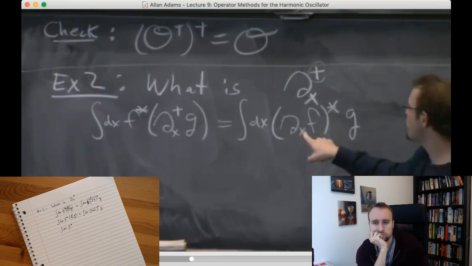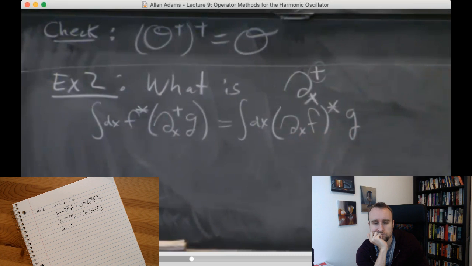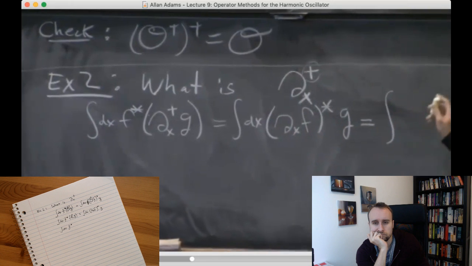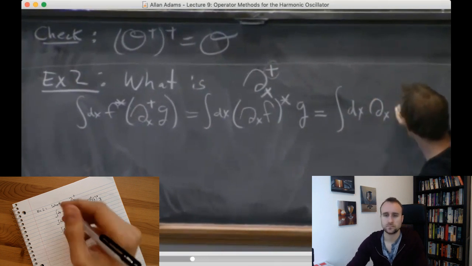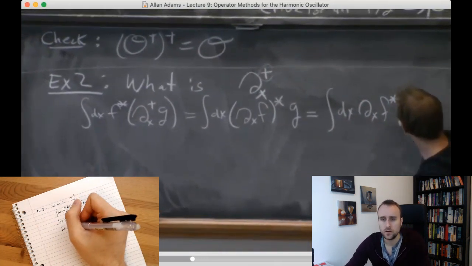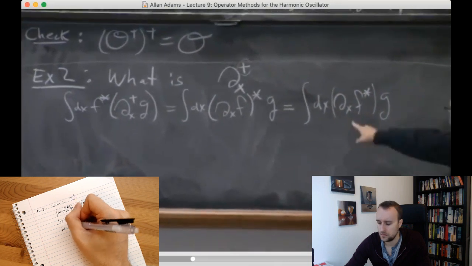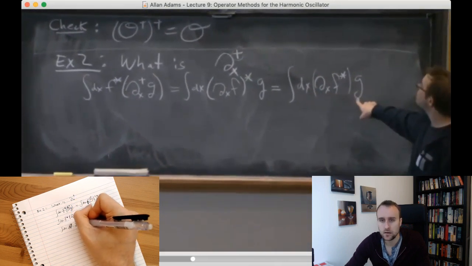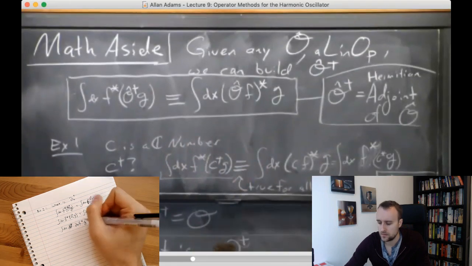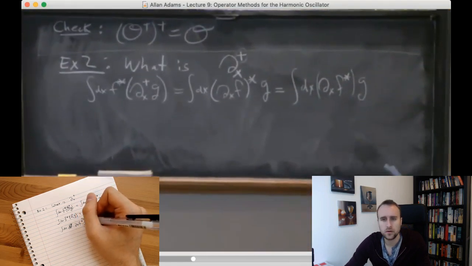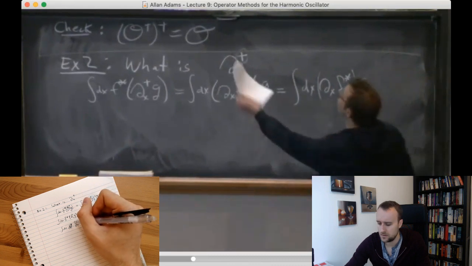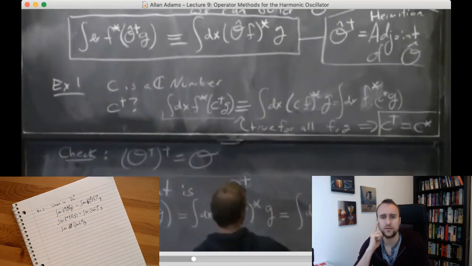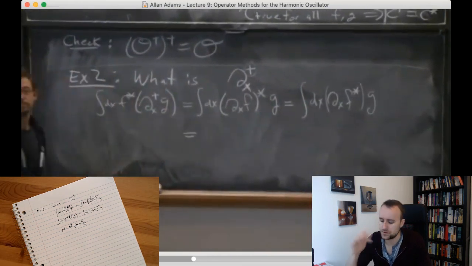We need to do two things. First, what's the complex conjugate of the derivative with respect to x of a complex function? So this is integral dx, derivative with respect to x of f complex conjugate, g. Now I want this operator, I want the derivative acting on g. That's the definition, right? How do you get the derivative over to the other function? I'm going to do integration by parts.